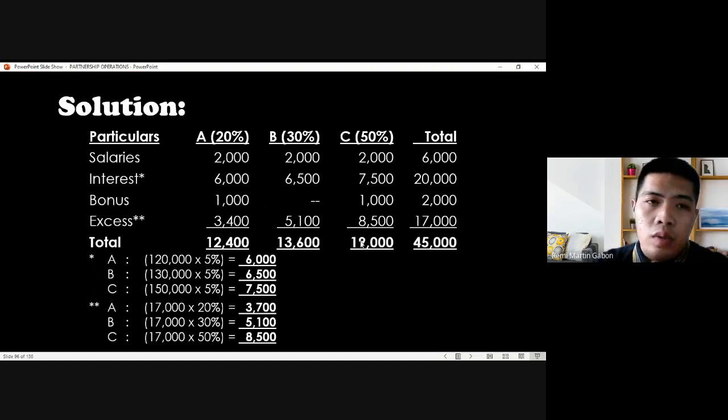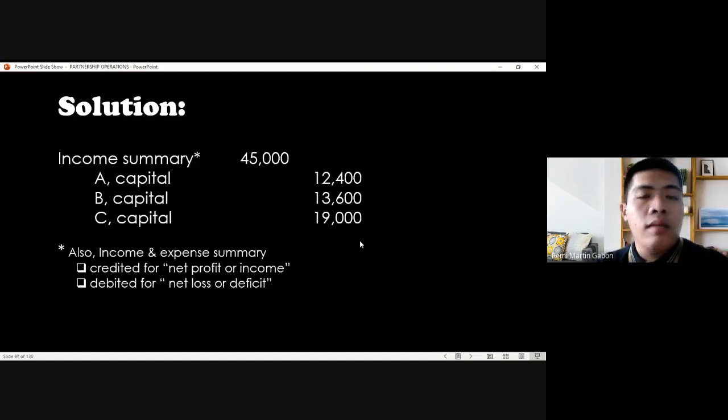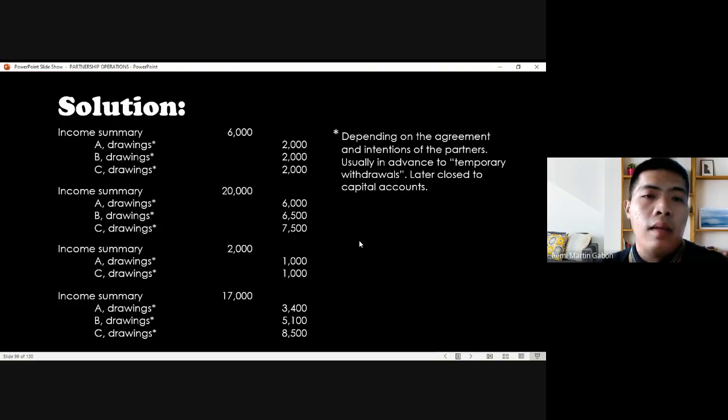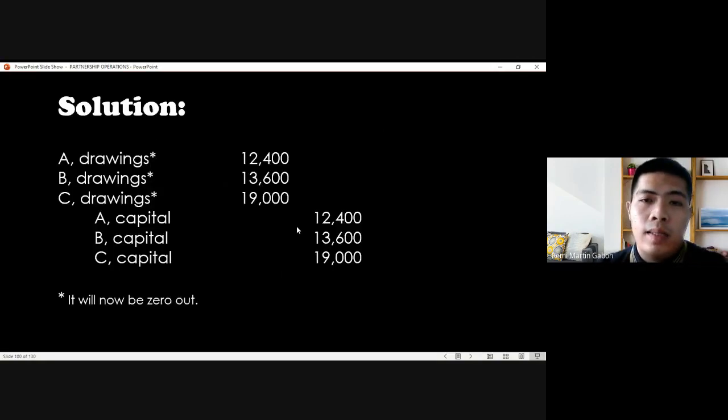Okay? So, ayan. Pwedeng credit ulit. Diretso yung distribution sa capital balances or capital account. Or you can have it separate distributions. First entry sa salaries, second entry naman sa interest, then the third entry dun sa bonuses, respectively kay A and C lang. Then yung excess na 17,000 sa lahat. Okay? Then afterwards, you can have it closed dun sa capital account.